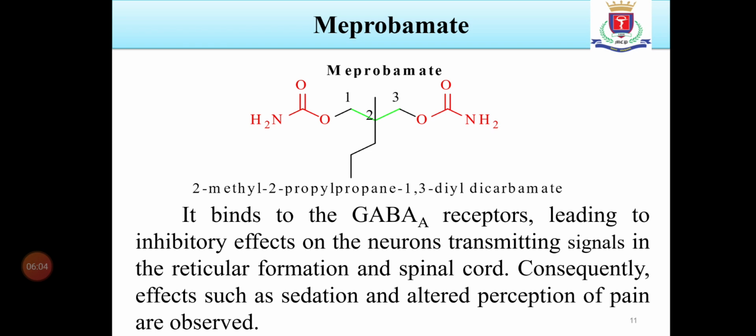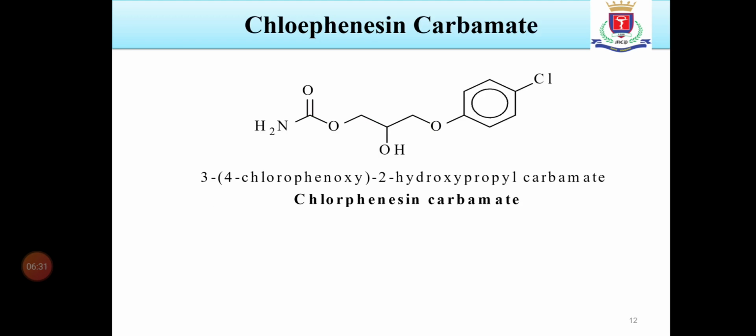So it's a 2-methyl 2-propyl propane, and at the 1 and 3 positions, the dicarbamate. So it's a diol dicarbamate. This Meprobamate binds to the GABA receptor, leading to the inhibitory effect on the neurons transmitting signals in the reticular formation and spinal cord. Consequently, effects such as sedation and altered perception of pain are observed.